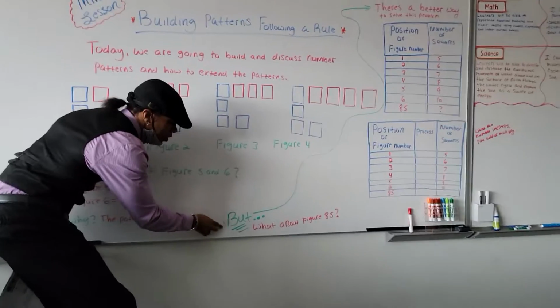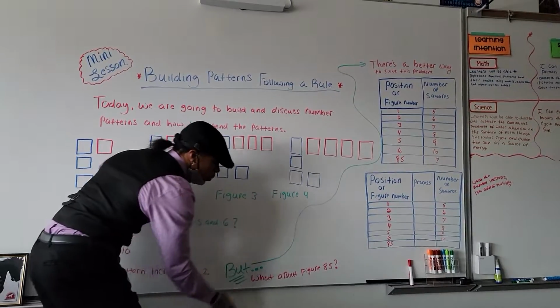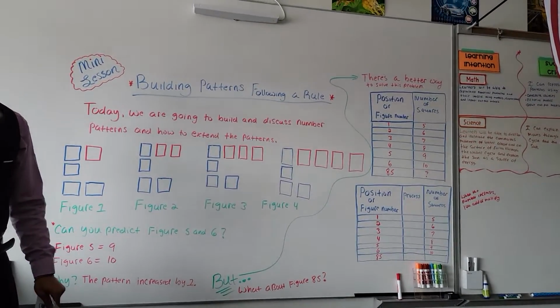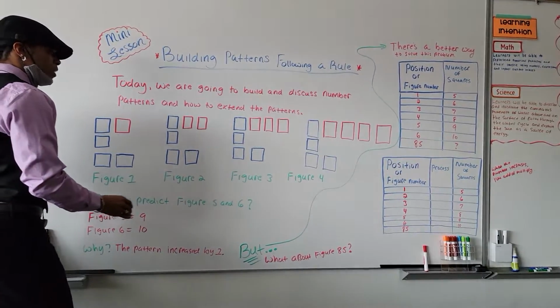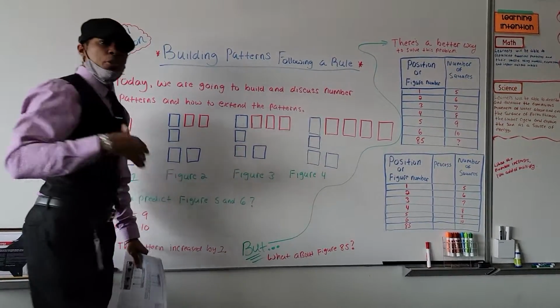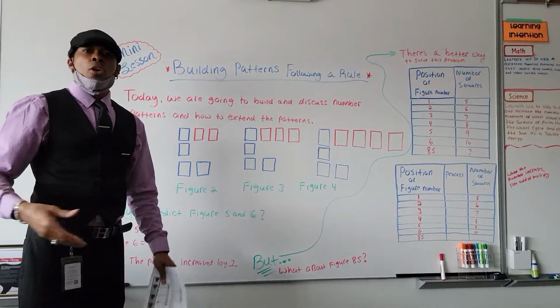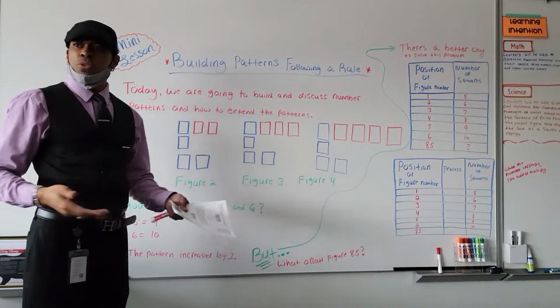But as you see right here, but, what about figure 85? If we were to add 85 figures, do you think we can draw figure 85? Figure 6, 7, 8, 9, 10? We can, but would that take a long time? Yes. That would. It'd take too long, right?